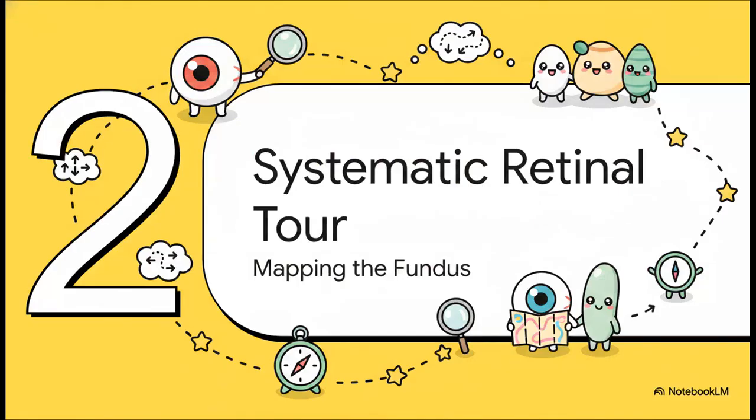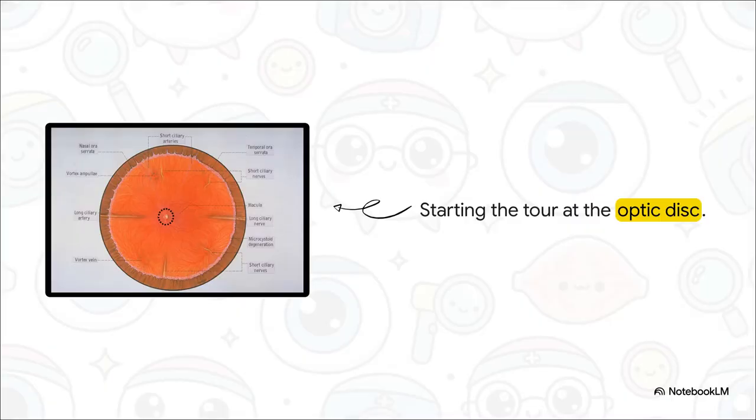Section 2. The systematic retinal tour. Because once you're inside the eye, you can't just look around randomly. We definitely need a structured roadmap. Always start your tour right at the optic disc. You want to systematically check its depth, like is it deep, medium, or shallow.